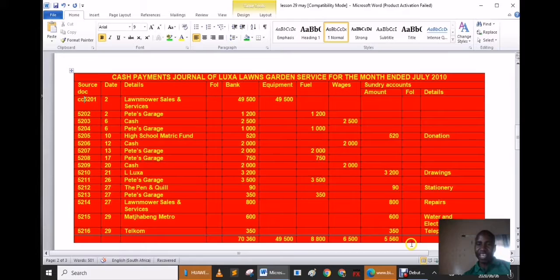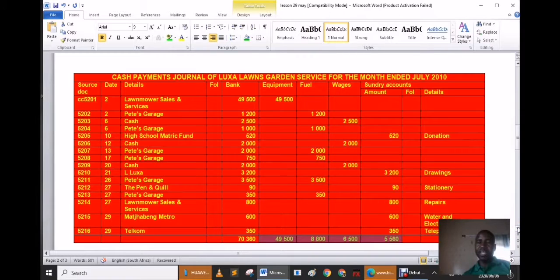And at the end of the month, again, we are going to add all the money that came in, and then we check, like in this case, if we add everything from the part that I've highlighted here, it should amount to 70,360 that we have here. All right. So that's how easy it is to compile a cash receipts journal and a cash payments journal.